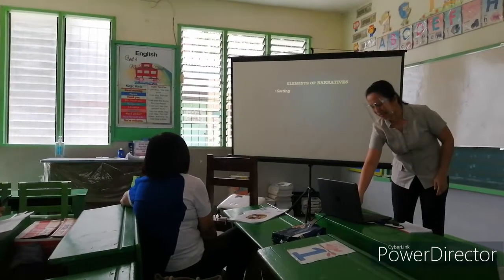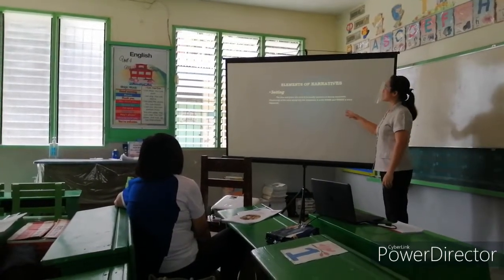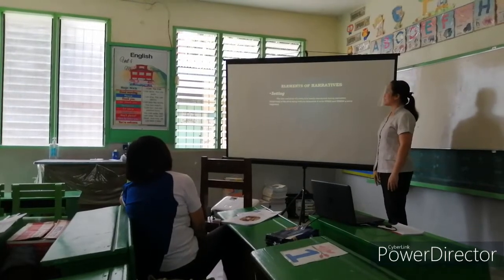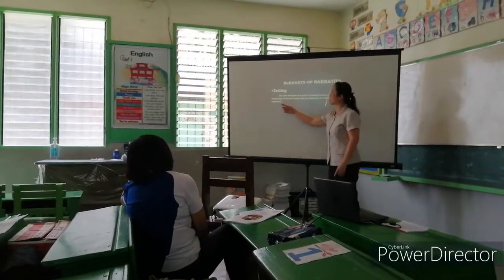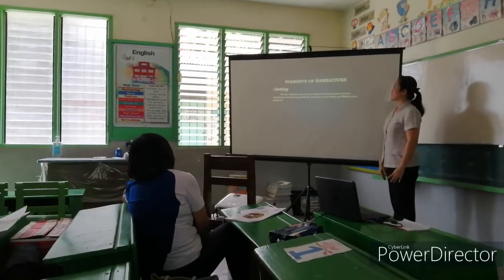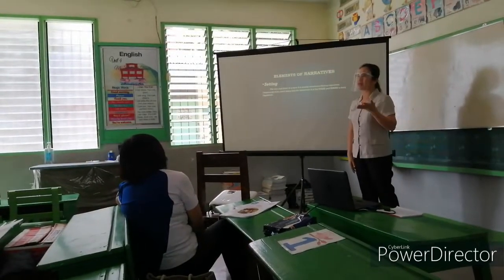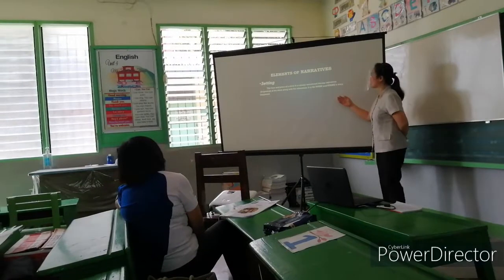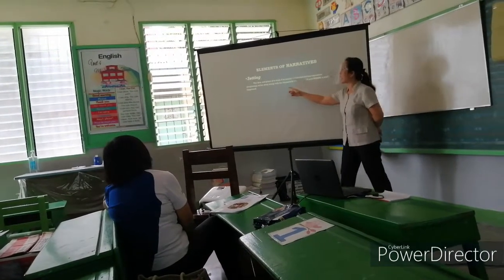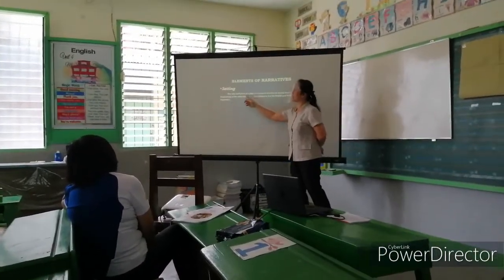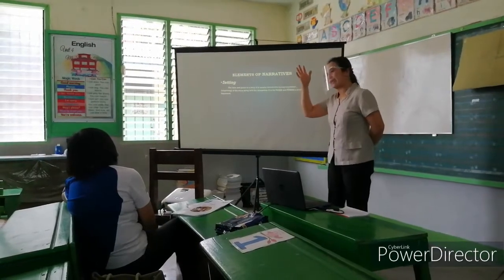Now, the second is the setting. How can we identify the setting of a story? When we say setting, setting is the time and place of a story. It is usually introduced during exposition, the beginning of the story. Along with the characters, it is when and where a story happens. If in character the question is who, in setting the question asked is when and where. When refers to the time, and where refers to the place where the story happened. Any question? Is it clear?